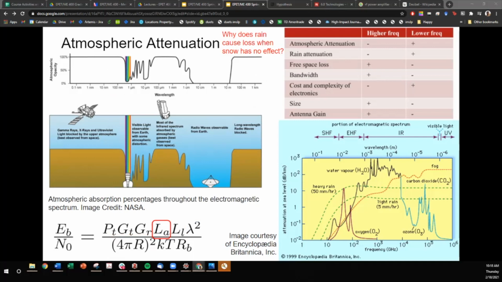Okay, another term is this atmospheric attenuation term, which is encapsulated into L_A in this larger equation. And this affects the way that we choose frequencies. So here is just a general table of the pros and cons of using higher or lower frequencies. I'm going to get to that in a little bit because this is not intuitive right now, but let's just look at atmospheric opacity.